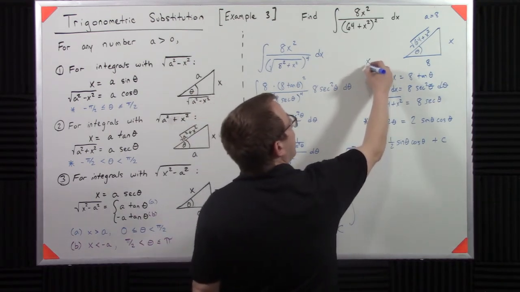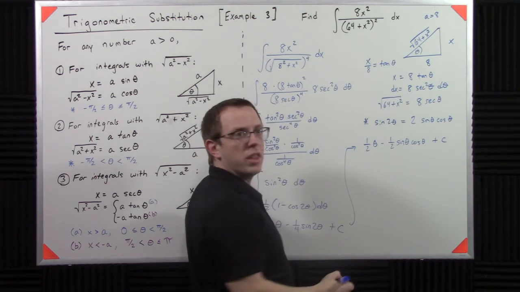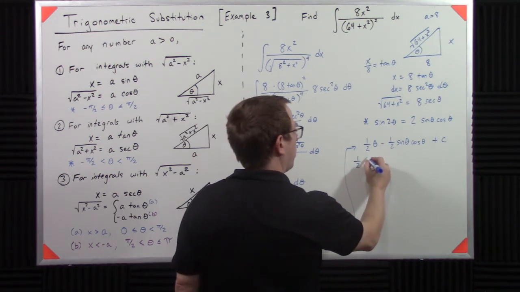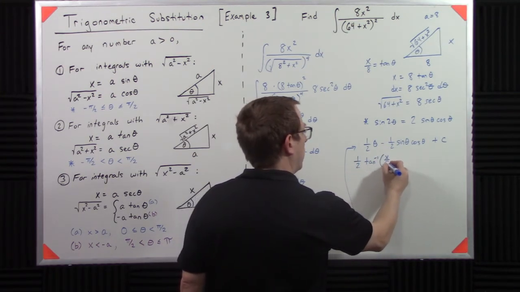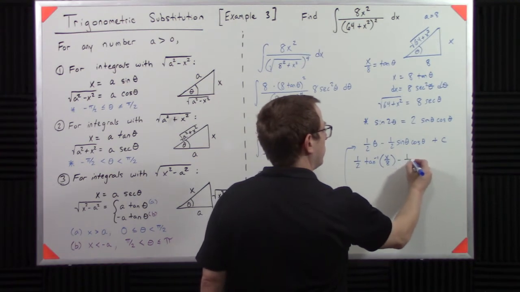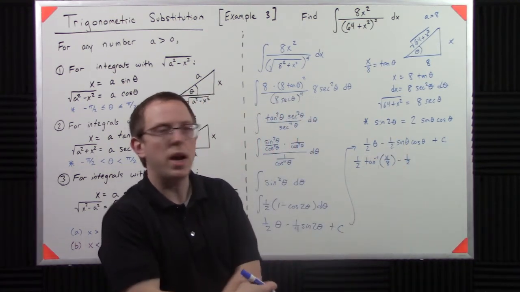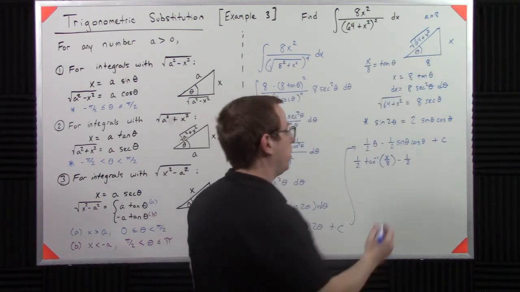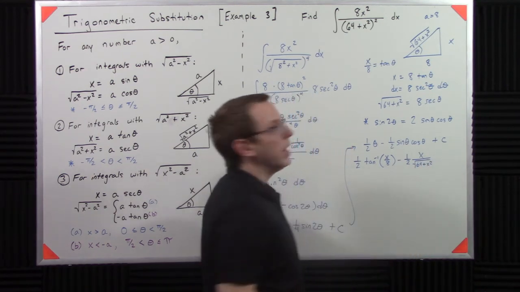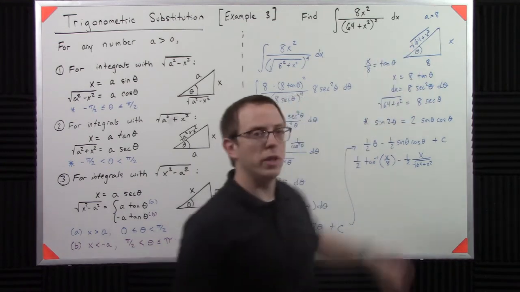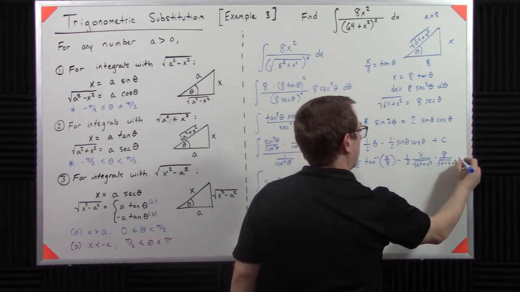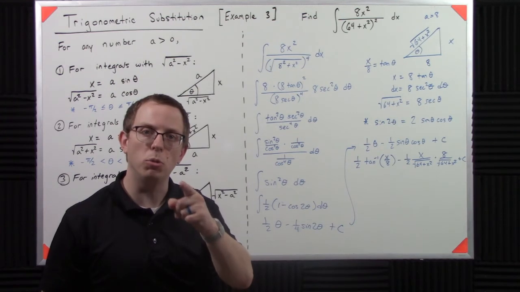I can say x over 8 is tangent theta. So if I take the inverse tangent of both sides, I get theta equals inverse tangent of x over 8. Then I need sine of theta. To do that, I'm going to look at my triangle. That's x over this square root, so that's x over the square root of 64 plus x squared. And I need cosine of theta. Well, that's 8 over that square root. Don't forget your plus c. Don't forget your plus c.